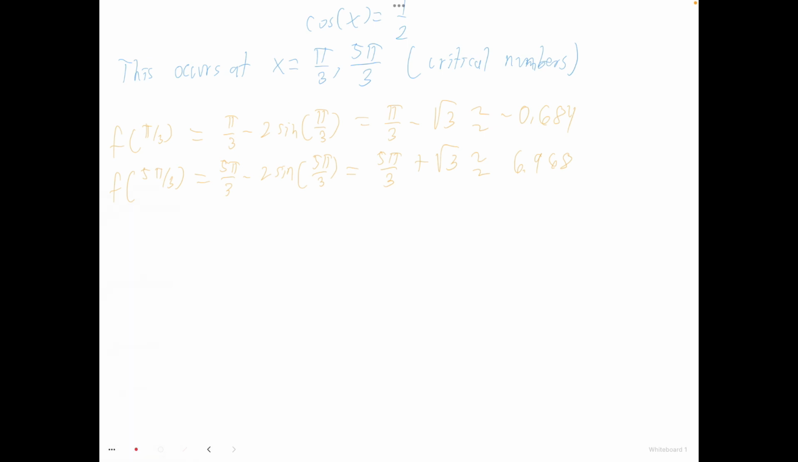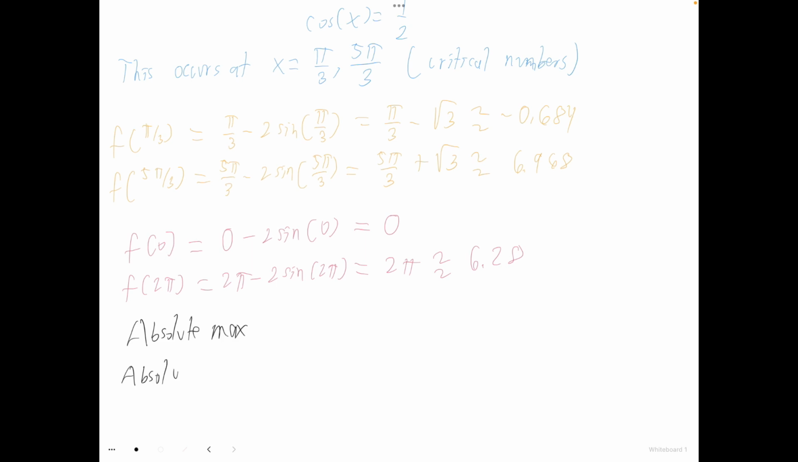Now we need the endpoints, which are 0 and 2 pi. So we want to plug in 0 and plug in 2 pi. Plugging in 0, we get 0 minus 2 sine of 0. Sine of 0 is 0, so this is just 0. Here we get 2 pi minus 2 sine of 2 pi. Sine of 2 pi is 0, so this is just 2 pi, which is approximately 6.28. So now we've found all of our values at critical numbers and all of our values at the endpoints. So we're just going to read off our answer. So we have our absolute max and our absolute min.